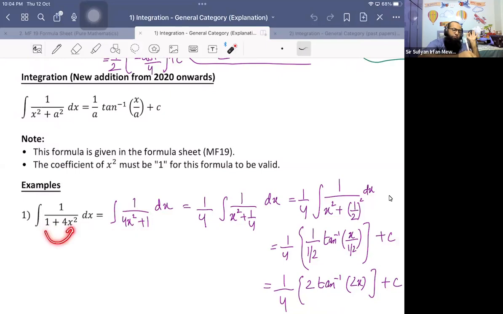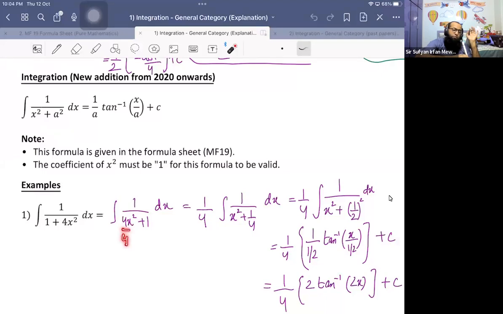1 and 4x square have been swapped. Then note number 2 told us that the coefficient of x square has to be 1. And if it is not 1, we have to take it as common and make it 1. So now, because there was 4x square, I have to take 4 as common and send it outside. So if I take 4 as common, then 4x square will become divided by 4.